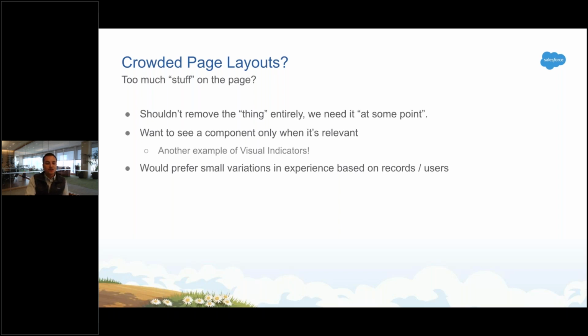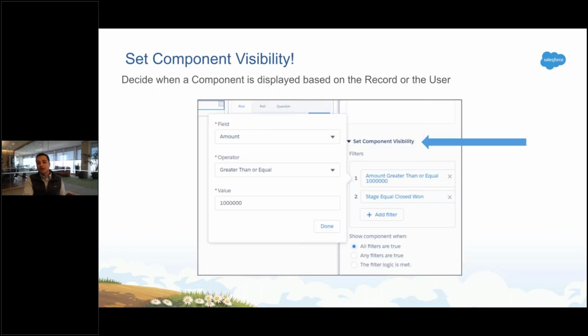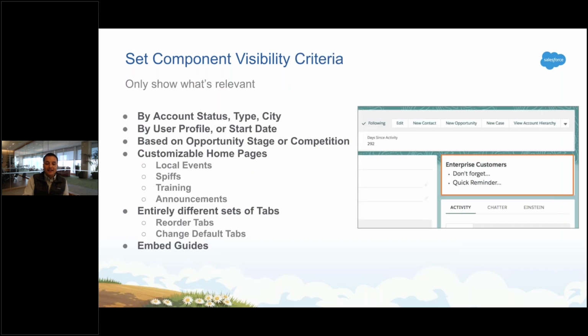So this is something that's just super easy. You drag and drop a component on, you pick the field, you pick whether it's greater than, whatever logic you like, and that's it. So think about having different items show up based on their status or city or what stage in the sales cycle you're in, or if you're ahead or behind the competition.